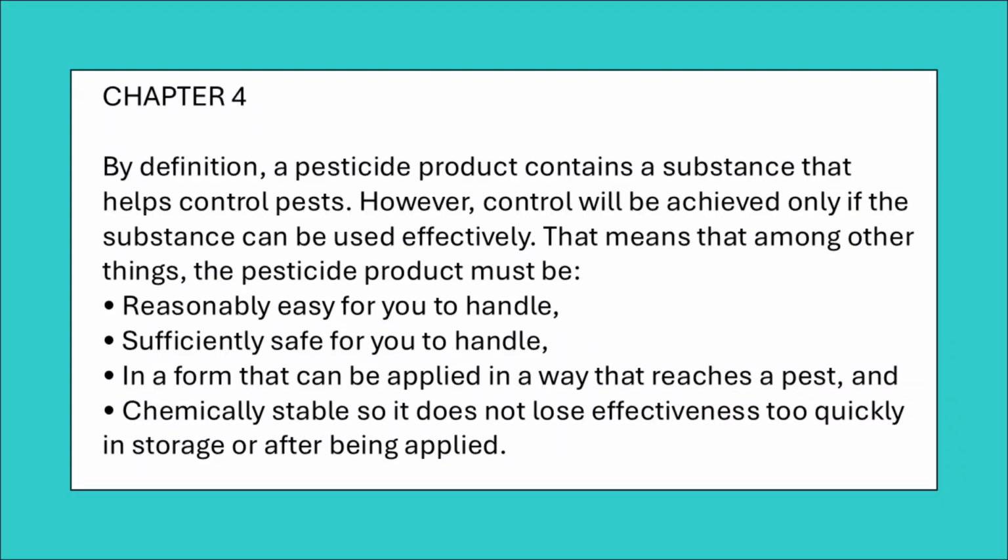Chapter 4. By definition, a pesticide product contains a substance that helps control pests. However, control will be achieved only if the substance can be used effectively. That means that, among other things, the pesticide product must be reasonably easy for you to handle, sufficiently safe for you to handle, in a form that can be applied in a way that reaches a pest, and chemically stable so it does not lose effectiveness too quickly in storage or after being applied.